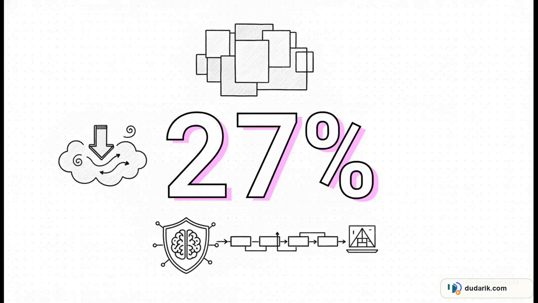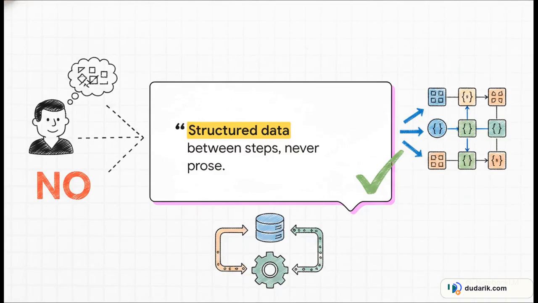And it gets better. The researchers also observed a 27% drop in hallucinations during their controlled ablation experiments. That's a huge reduction in made-up facts, and it's a direct result of how this architecture actually passes information internally. The driving design principle behind that hallucination drop is this: structured data between steps, never prose.